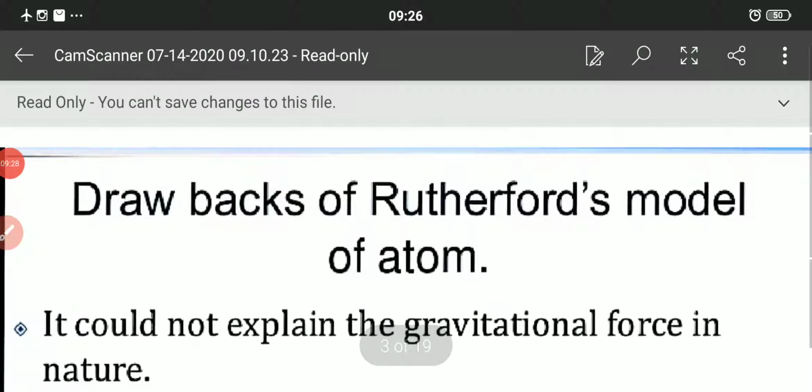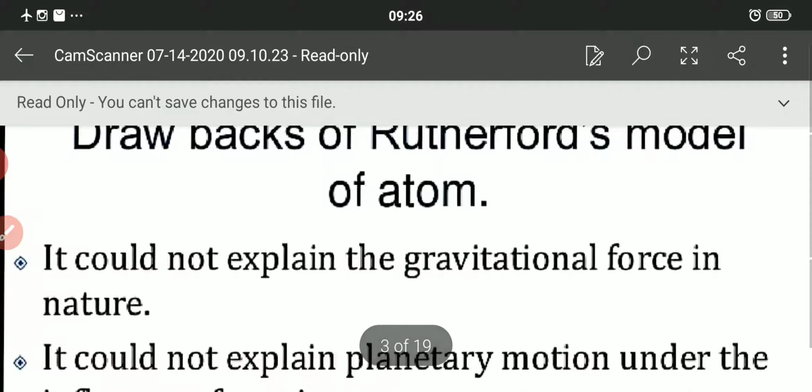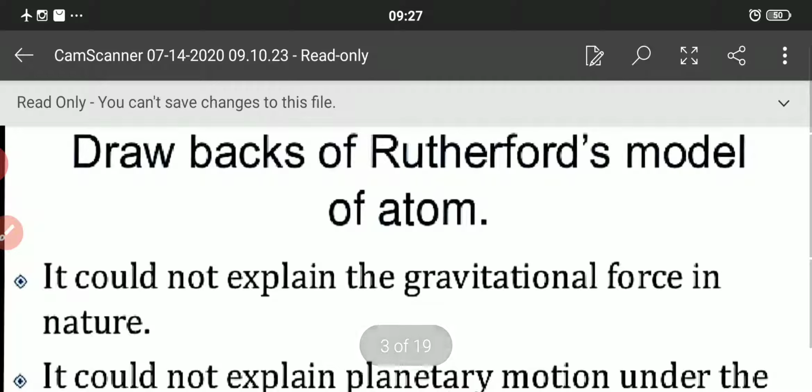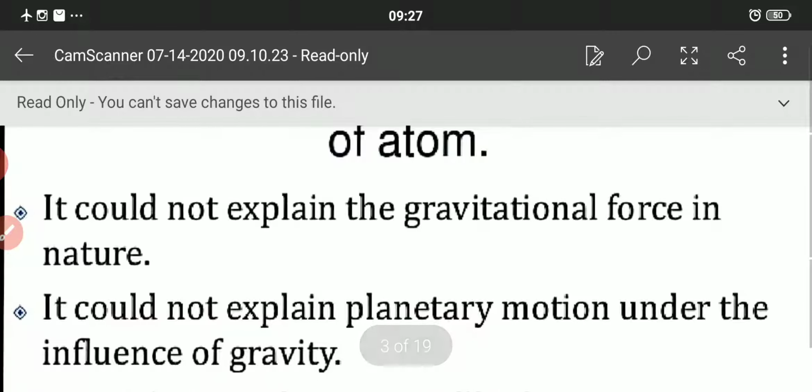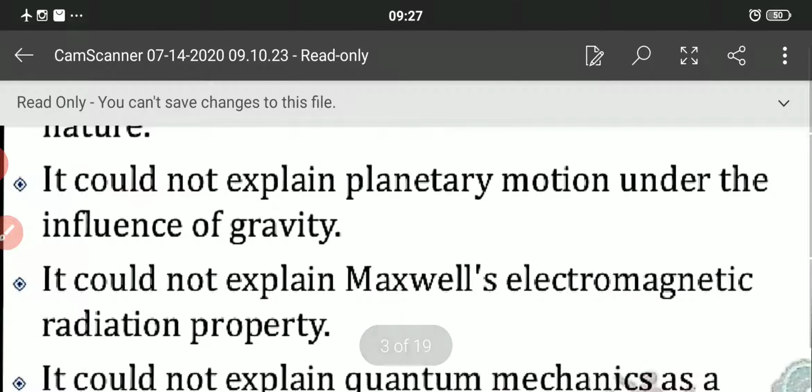Drawbacks of the Rutherford model that we earlier discussed: first, it could not explain gravitational force in nature. Second, it could not explain planetary motion under the influence of gravity, that is, how the electron moves, how the particles move due to gravitational force.